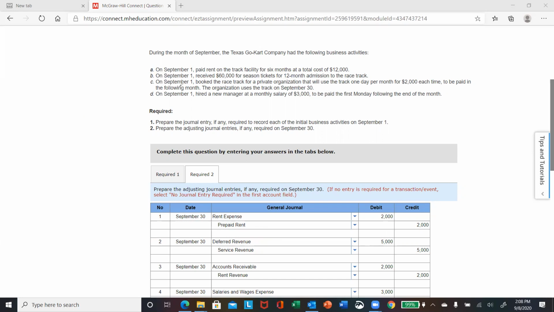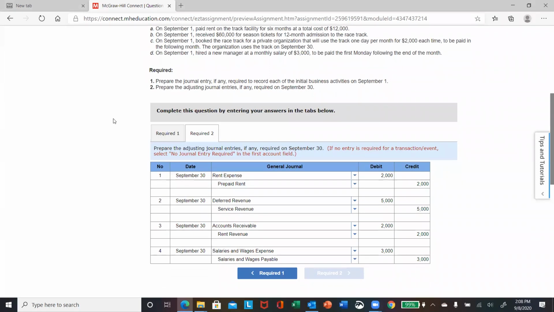On part C, we are simply booking the racetrack for a private organization to be paid the following month. Again, they're not going to pay us until basically they're going to pay us in October. They used the track on September 30th, so technically they owe us $2,000, so that's an accrual. So you're going to debit AR, credit rent revenue for $2,000. And then finally, in the last one, since we're not going to pay the guy until the next month, if he works for the month of September, we're going to owe him $3,000. So you just debit your accrued expense of salaries and wages expense and credit your salaries and wages payable.